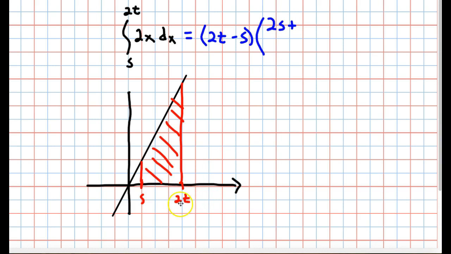Now if I plug 2t into my function, I would have 2 times 2t. That would be 4t. So we would say that this base is 4t. Okay, we could multiply it out, but we can just leave it like this. My height times base 1 plus base 2 divided by 2. All right. I'm going to have you guys try one here, and then we will be done.